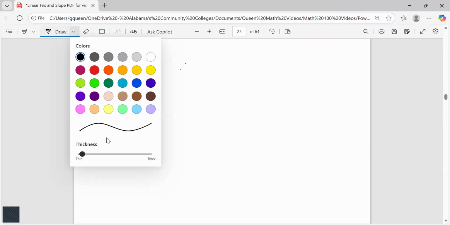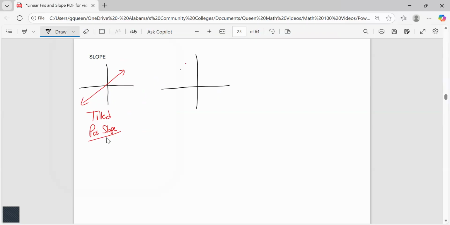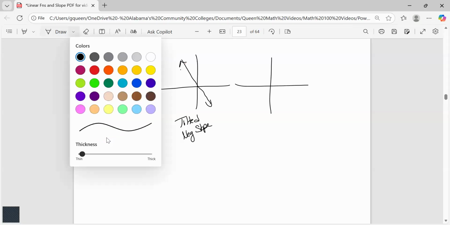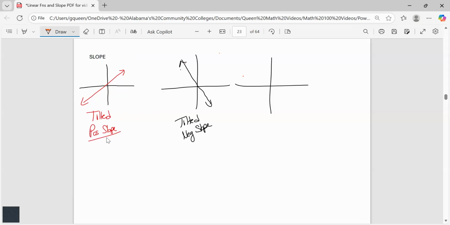All right, example number 2. Let's say we do something like this. This is fairly steep in a downhill direction. Pretend it looks straight, use your imagination. So again, this is tilted and it is a negative slope. The slope would be a negative number because we're going downhill. Okay, third, what if you have something like this one? All right, so again, this would be tilted and a negative slope.